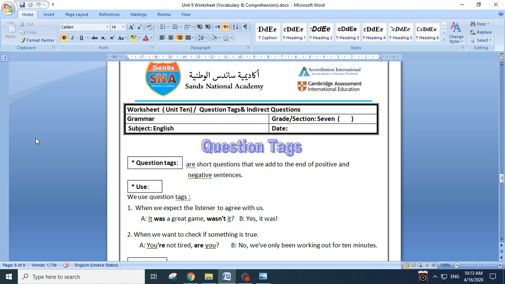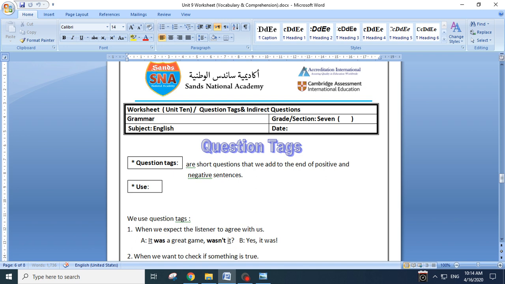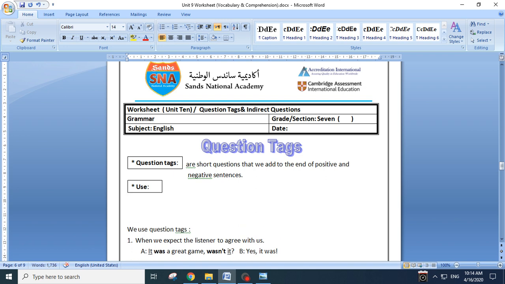What are question tags? Question tags are short questions that we add to the end of a positive or negative sentence or statement. So we have a statement. Muhammad is your brother. As you can see, this is a statement. I'm telling you that. Now, if I want to add the question tag, I have to add a comma to separate the question tag from the statement. I add a comma, then I add the question tag.